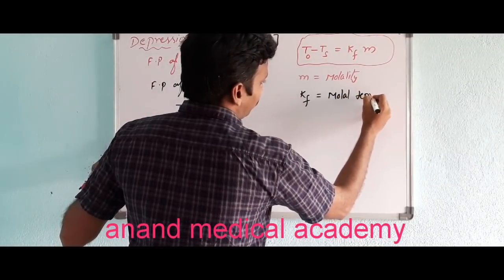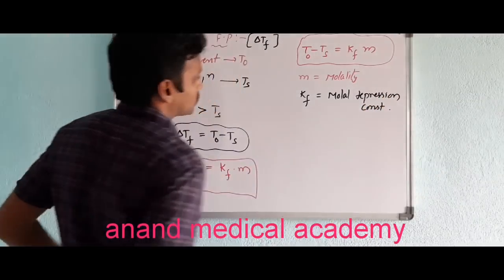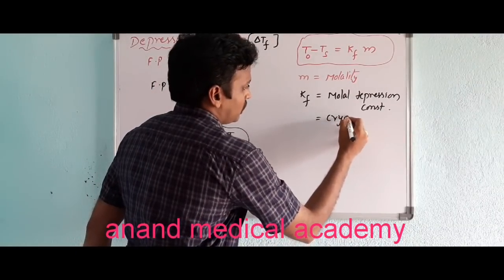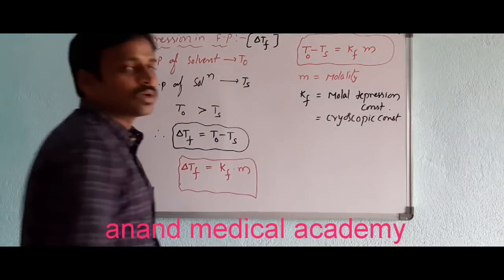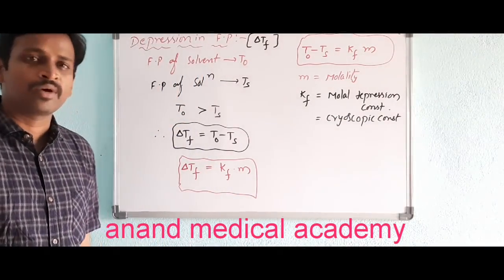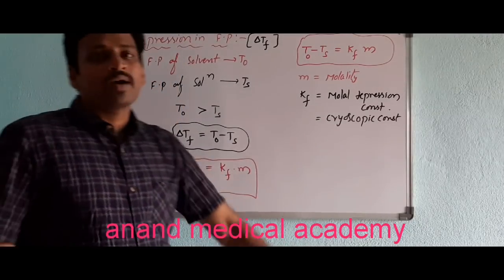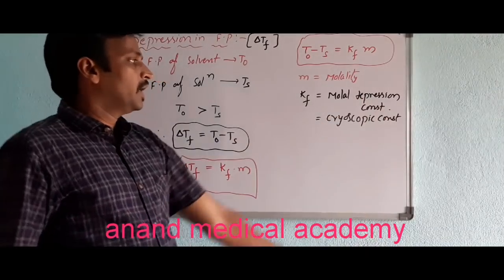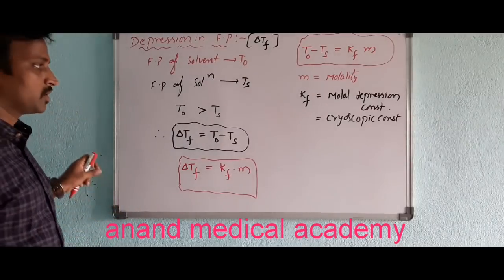Molal depression constant, Kf, or cryoscopic constant. It is also fixed for a particular solvent. For water, the Kf value is 1.86, like that. Kf values will be provided in solving numericals. What is Kf? Molal depression constant or cryoscopic constant.